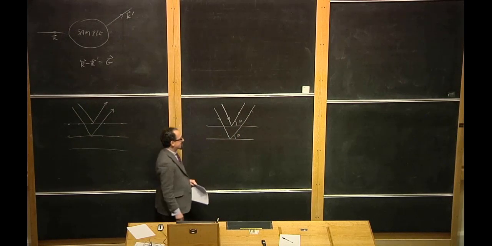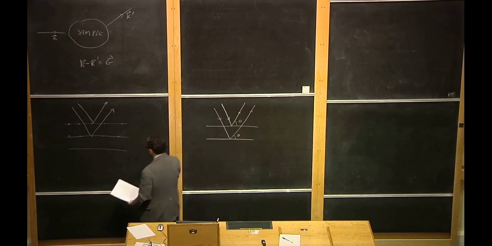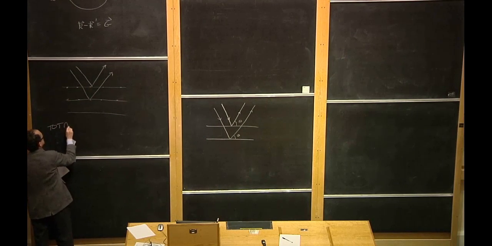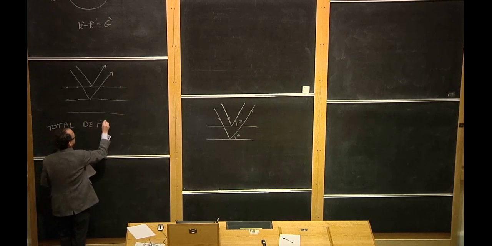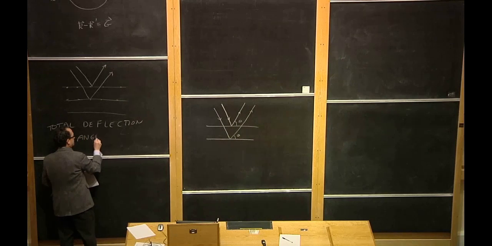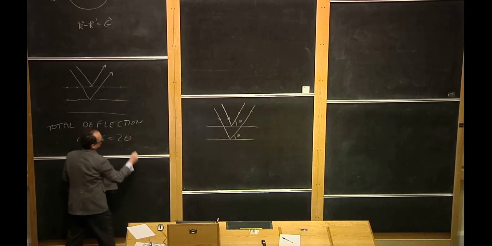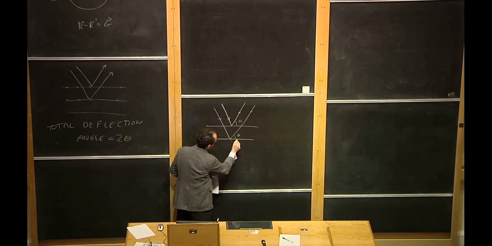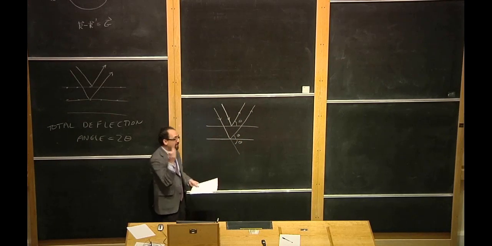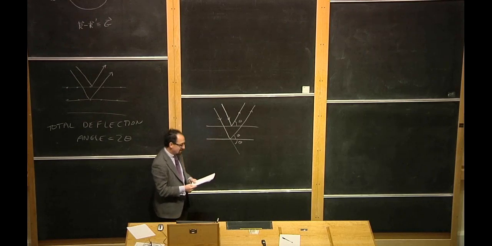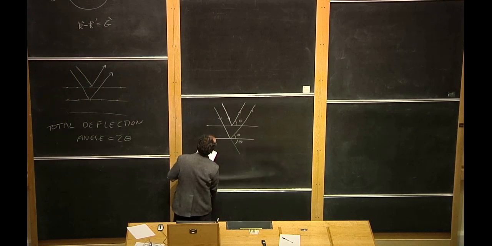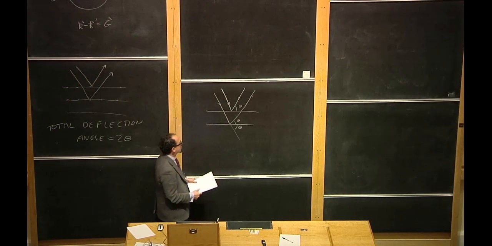I'm going to emphasize this, and maybe I'll even write it down because it's an extremely common source of error. Total deflection angle equals 2 theta. Why is that? Well, there's theta there and another theta there. So the difference in angle between the incoming wave and the outgoing wave is actually 2 theta. This causes all sorts of grief to a lot of people, so make sure you know when you're talking about theta and when you're talking about 2 theta.